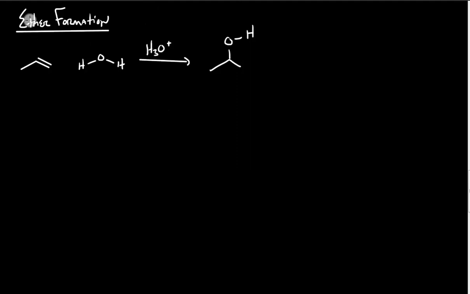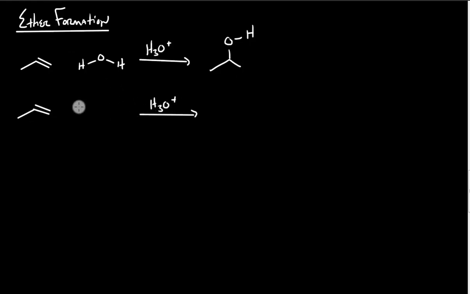So now what we're going to do is change this ever so slightly and put a little twist on this alcohol formation, and we're going to make some ethers instead of alcohols. We're going to start the exact same way. We're going to take our alkene, and we're going to still need H3O+ or some kind of acid catalyst.